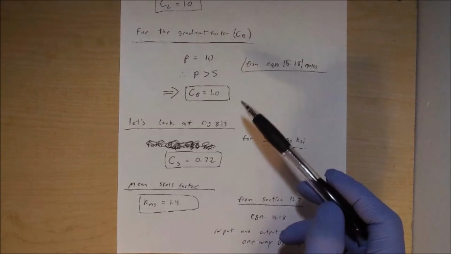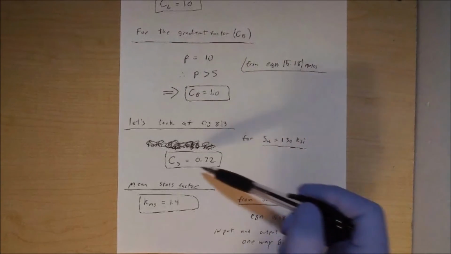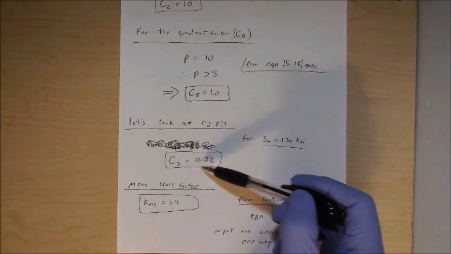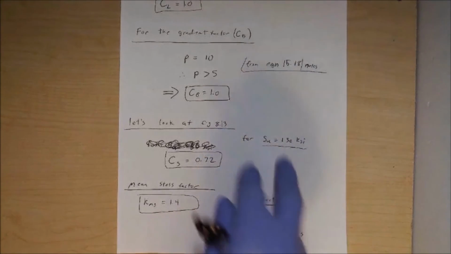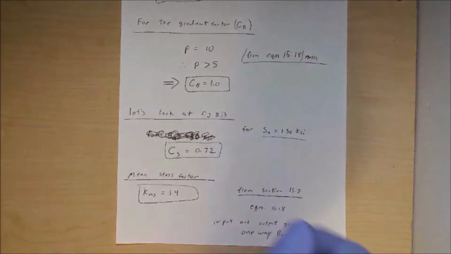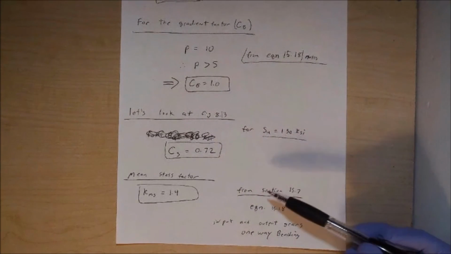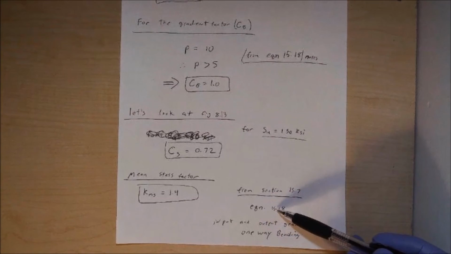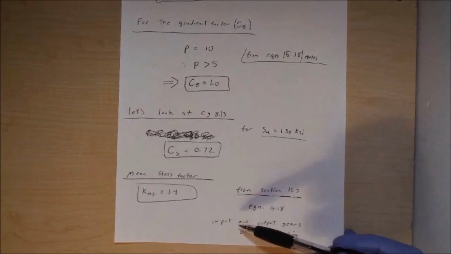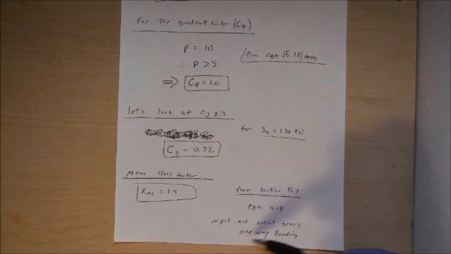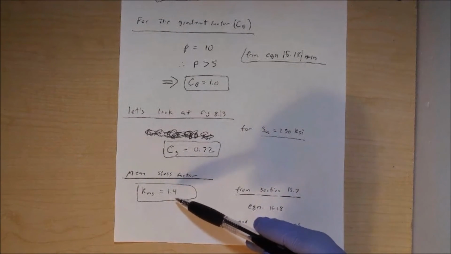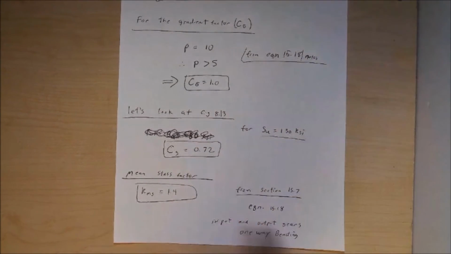So now that we've had a chance to go to figure 8.13, we do find that our C sub S for a value of 130 KSI is equal to 0.72. So lastly, we need to solve for our mean stress factor here. So now we can go to section 15.7 of our textbook, equation 15.18, and we find that for input and output gears, one-way bearings, for our specific case, we have a K sub MS equal to 1.4 if we reference that section there.